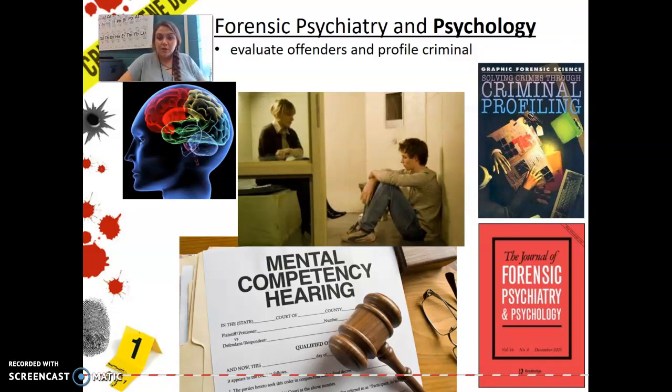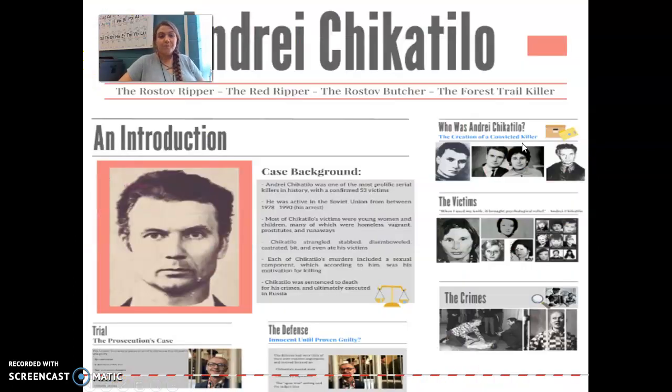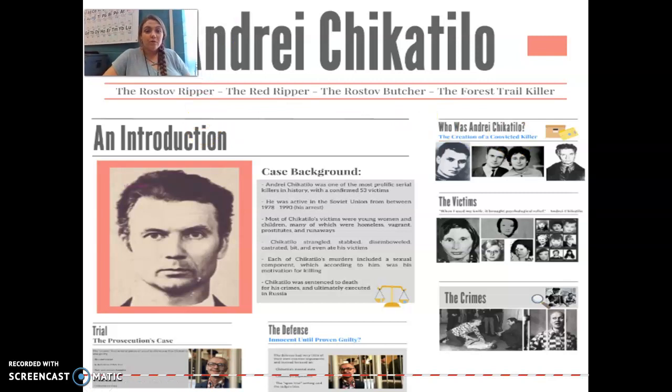So if I could just let it go. There we go. So this is Andrei Chikatilo. This is a case where they did profile this guy, an example of when forensic psychology was used. Basically, innocent until proven guilty. They did have to decide in this case whether he was mentally stable enough to stand trial. He did some crazy things in his trial, acting pretty insane. They actually had to keep him in this cage.